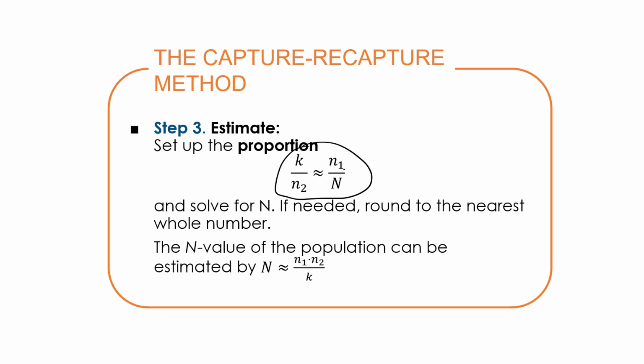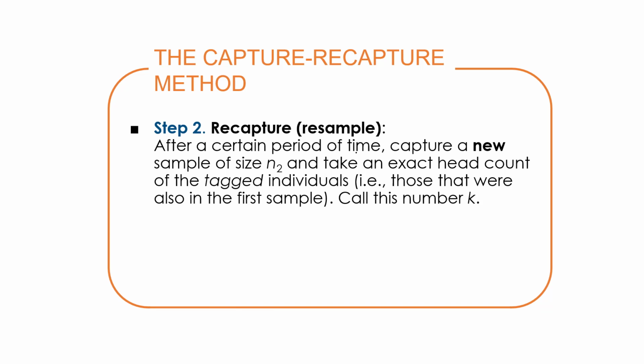Multiplying both sides by n and estimating by the reciprocal of n2 over k. You don't need to memorize this formula. Your second sample size, how many did you collect? Notice everything here with all these letters, it's kind of hard to remember what everything is. Just think tagged to total instead of k over n2 is approximately n1 over n. That's complicated to remember, but tagged to total seems pretty simple.